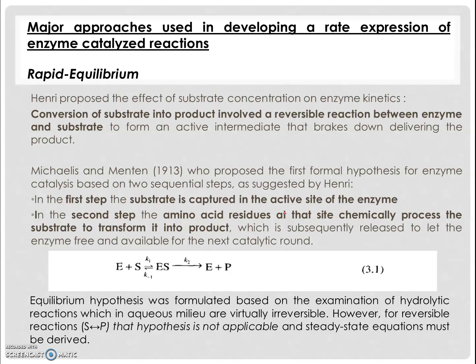and in the second step, the amino acid residues at that site chemically process the substrate in order to transform it into product. So the equilibrium hypothesis was formulated based on the examination of hydrolytic reactions which in aqueous milieu are virtually irreversible. However, for a reversible reaction, where substrate turns into product and then later the product can be a substrate, that hypothesis is not applicable and a steady state equation must be derived.